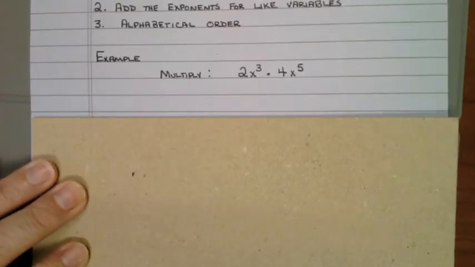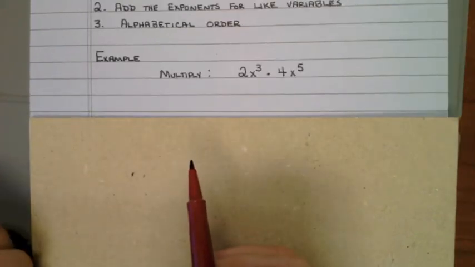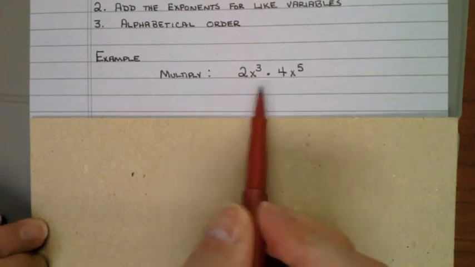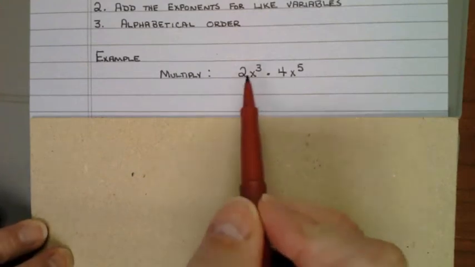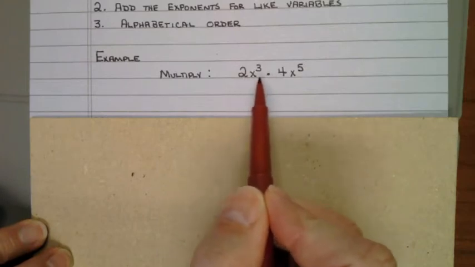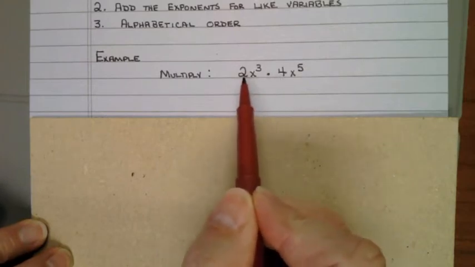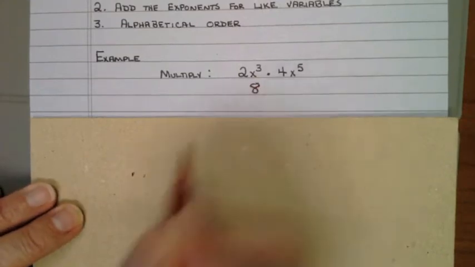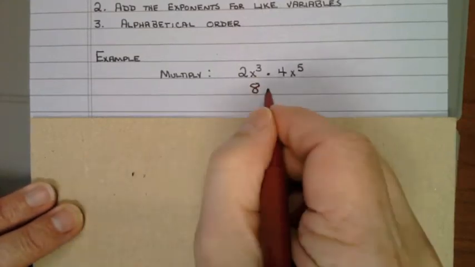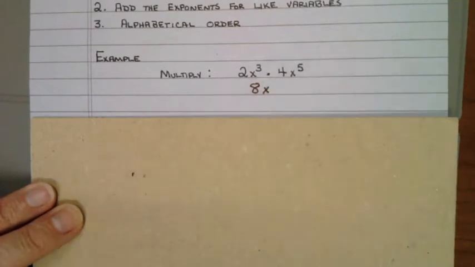Example number 1. I'm going to use my rules. My rules tell me that when I'm multiplying together monomials or anything that has variables, I multiply my coefficients together first. My coefficients for this are 2 and 4. 2 times 4 is 8. Then I write down the variable I'm using. I'm using an x in this problem.